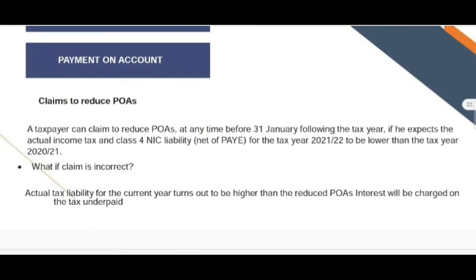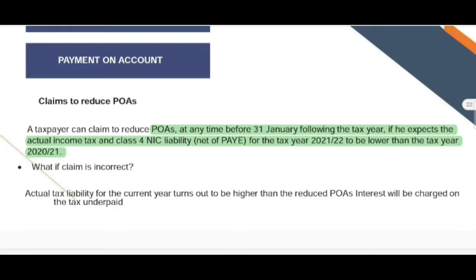Payment on account. In case of payment on account, sometimes if you consider that your current year tax liability is less than previous year tax liability, you can claim to reduce the payments on account. A taxpayer can claim to reduce payments on account at any time before 31st January following the tax year if he expects that the actual income tax and class 4 NIC liability for the tax year 21-22 to be lower than the tax year 2021.